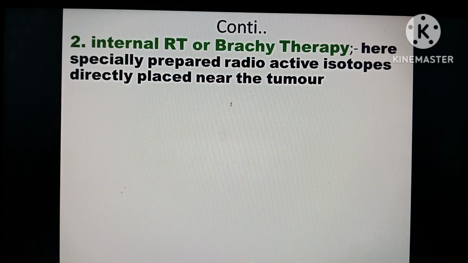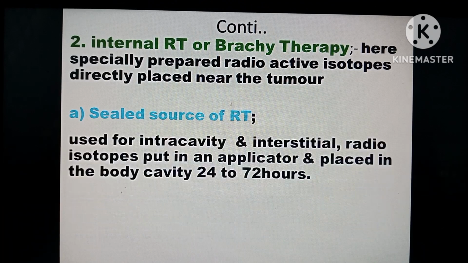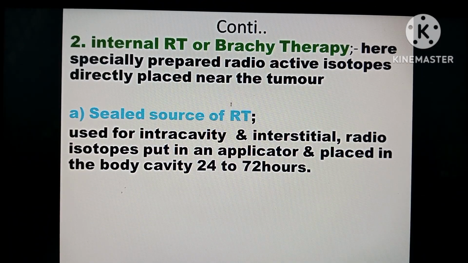The second one is internal radiation therapy, or brachytherapy. Here, specially prepared radioactive isotopes are placed directly near the tumor. There are two ways: sealed source radiation therapy and unsealed source radiation therapy. Sealed source radiation therapy means a specially prepared applicator is used. Inside that applicator, the radioisotopes are placed, so there is no chance of leakage of that radiation outside the organ or into the circulation.